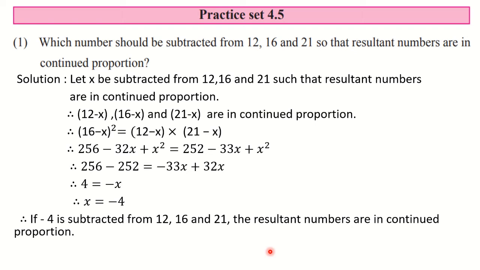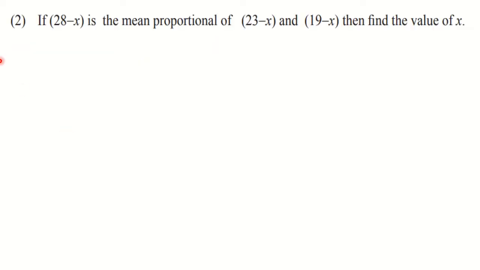Now let us go towards the second question. Question number 2. If 28 minus x is the mean proportional of 23 minus x and 19 minus x, then find the value of x. So here we are provided with the next step. It is told that this is mean proportional of these two.